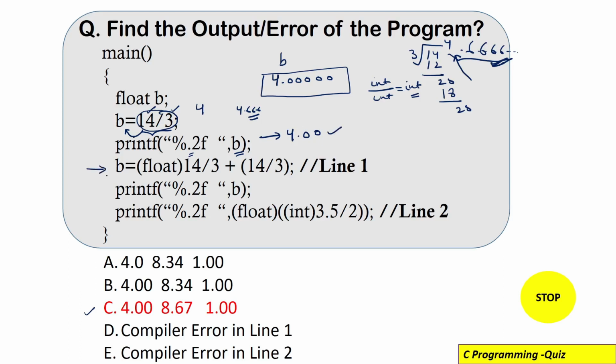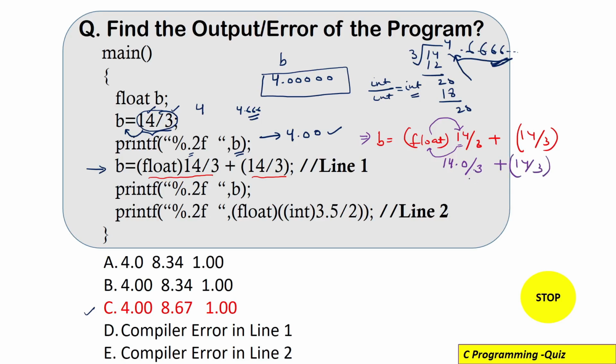Now in this next line, I have to solve this expression. So here we have (float)14/3 + 14/3. So here I have written this statement. So let's solve it. So this float is actually associated with this 14. Okay. So that means this 14 is temporarily converted to float type. That means you can rewrite it as 14.0 divided by 3 plus 14 by 3.